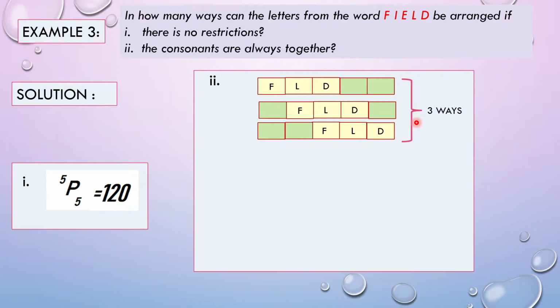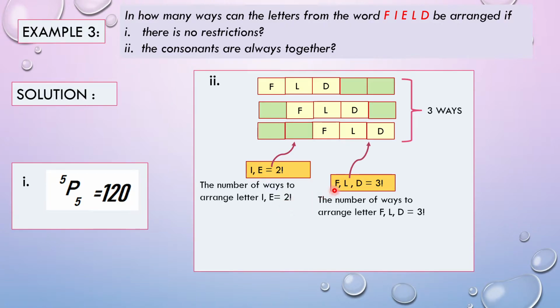Now let's find the total arrangement. If we put the consonants all together, the letters I and E are left, so the number of ways to arrange letters I and E equals 2 factorial. The arrangement for the letters F, L and D will be 3 factorial, since we just want to arrange all these 3 consonants.